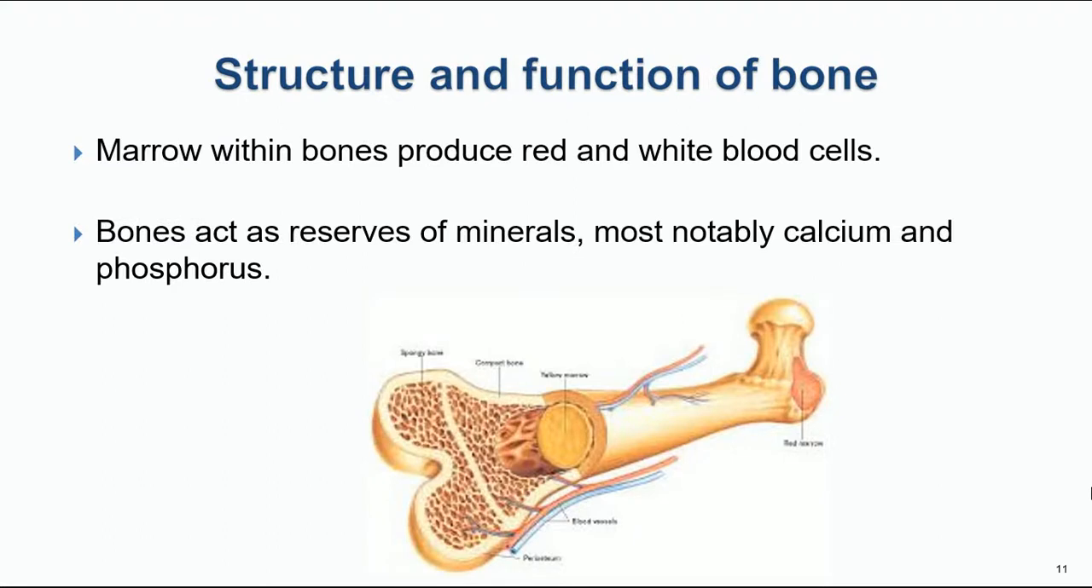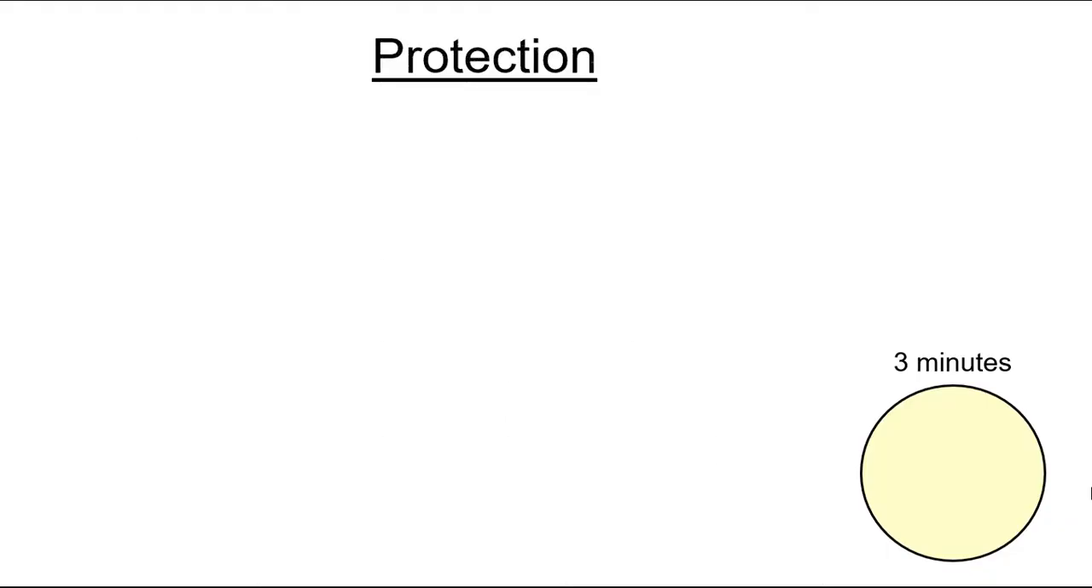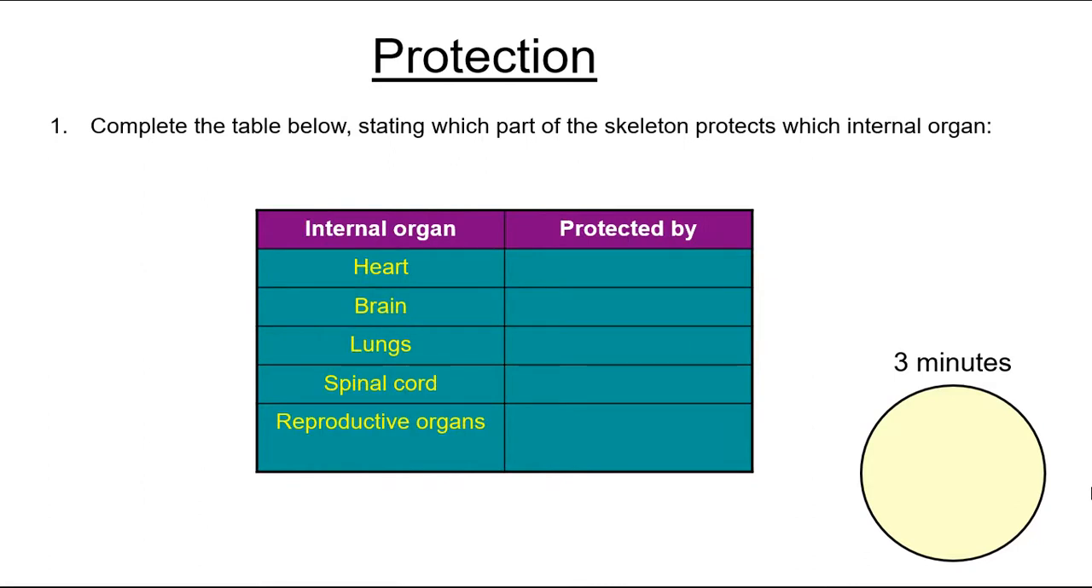If we look a little bit more closely into what the bone actually looks like, if we were to look inside, you would find some bone marrow, and this is where our red and white blood cells are made. Also found is a whole reserve of different minerals, some of the more common ones being calcium and also some phosphorus. Here's another activity for you to pause the video and try. So complete this table below. Which bone protects each of these internal organs?